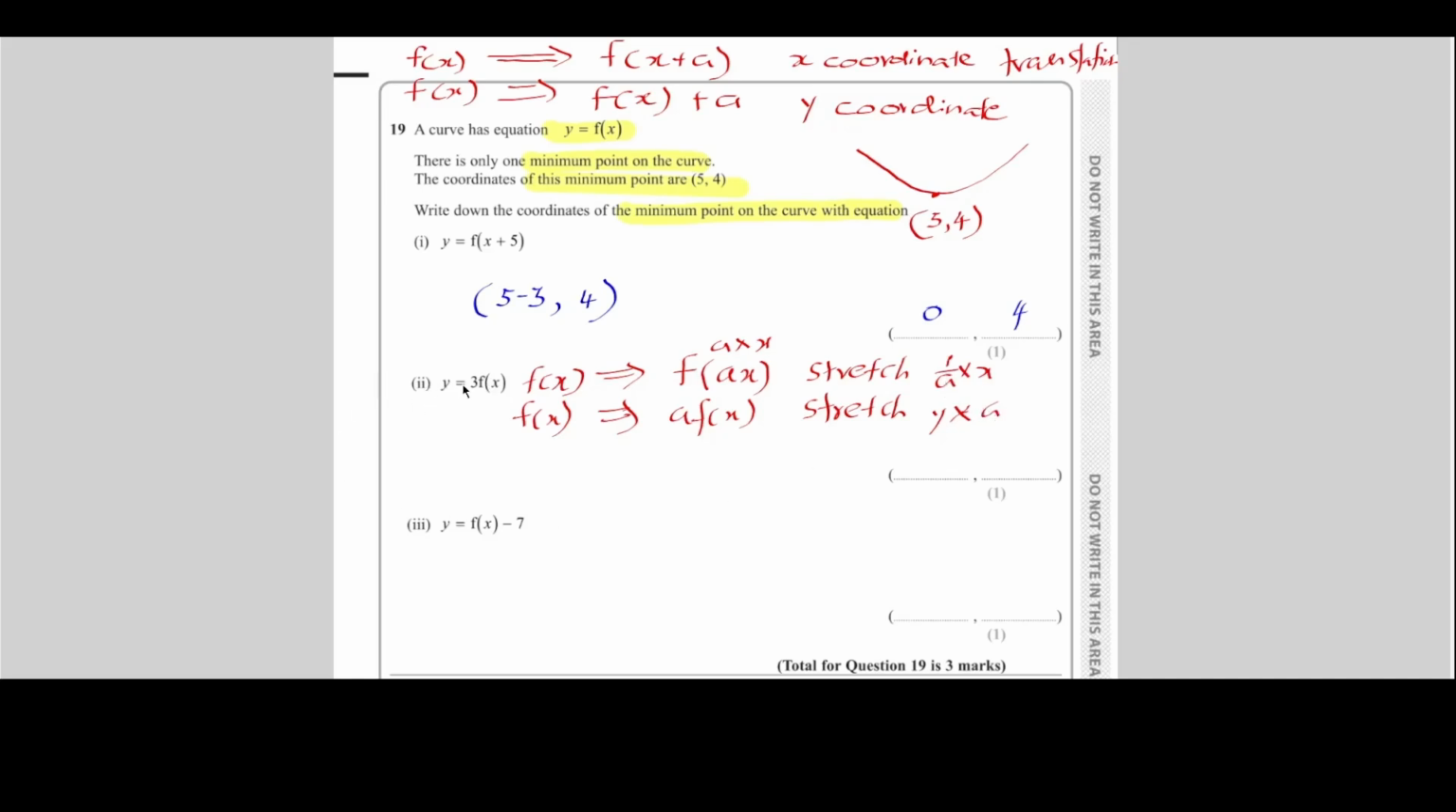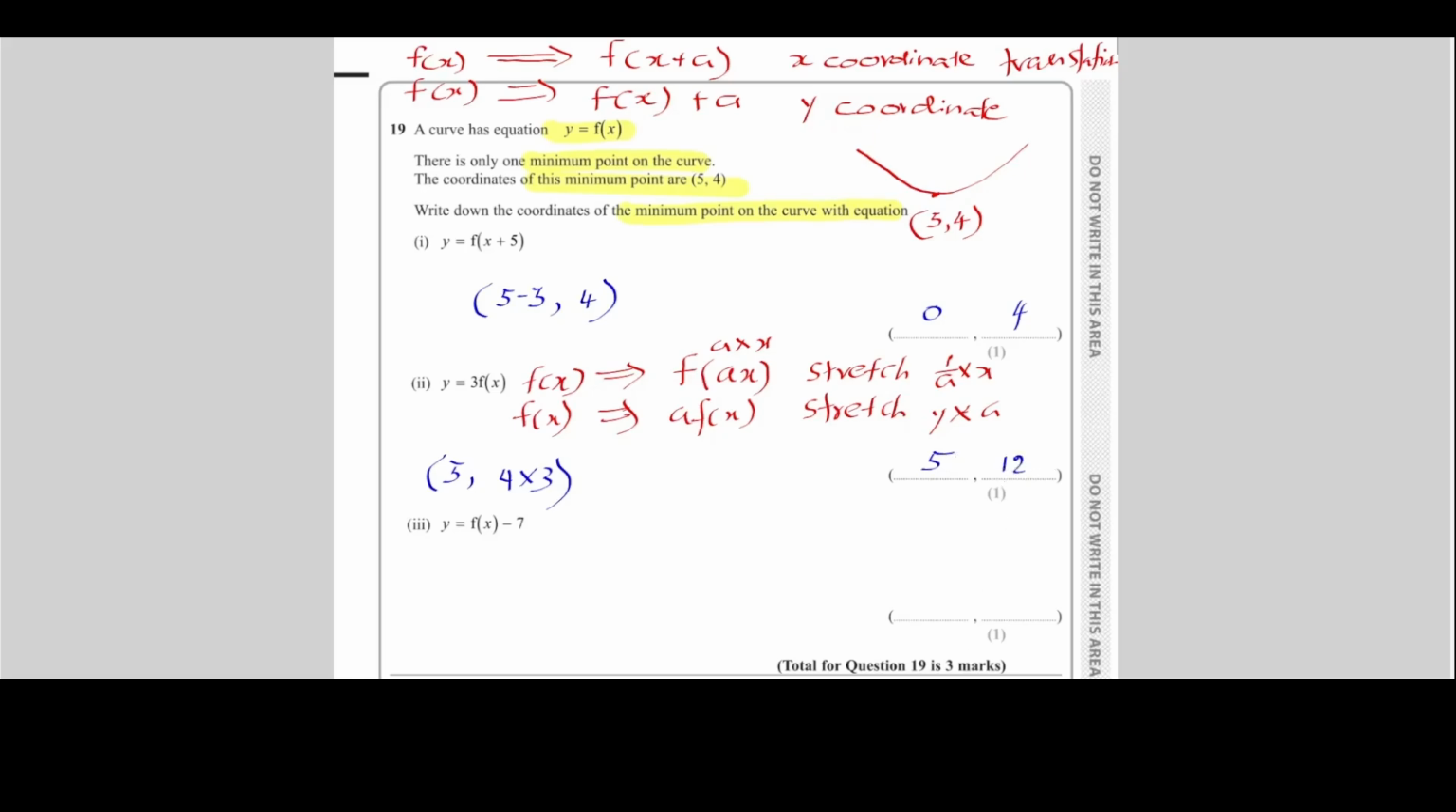This is out of the bracket. Then I need to straight away multiply by 3. This is a stretch, multiplication, stretch. Then I need to multiply by 3. So let's write the original coordinate, which is 5, 4. 5 stays the same. The x coordinate doesn't get changed because it is out of the bracket. After that, y is 4. 4 to be multiplied by 3. It is 5, 12.